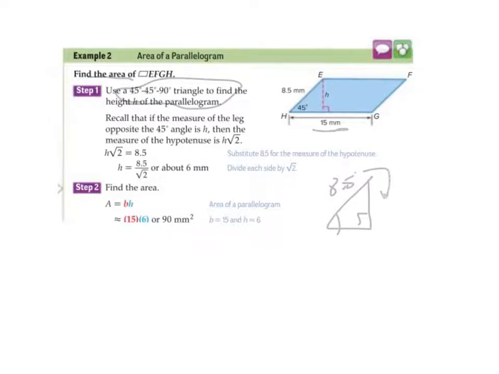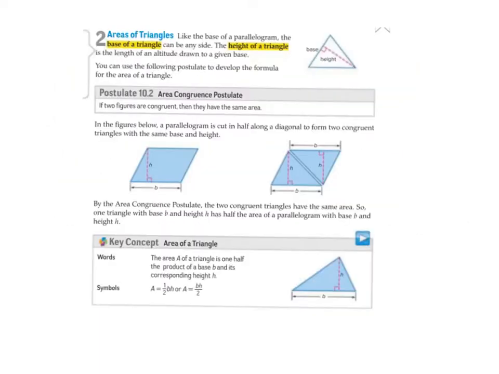To get from there to the leg, you divide by 2 and put root 2 next to it. So this would actually be 4.25 root 2, which is approximately 6 if you put it on your calculator to the nearest whole number. And then you're using this information that you've got here to multiply by the length, which is 15, so you'll finish up with 90.